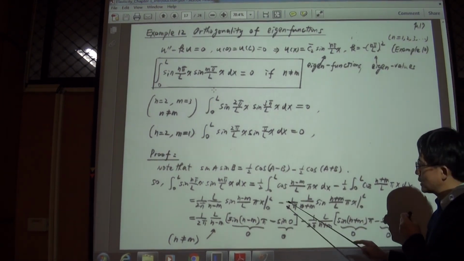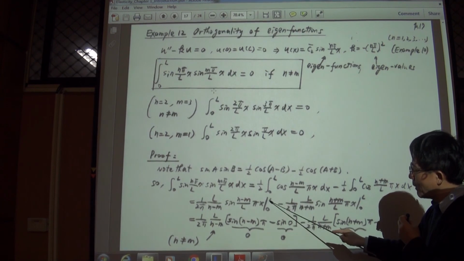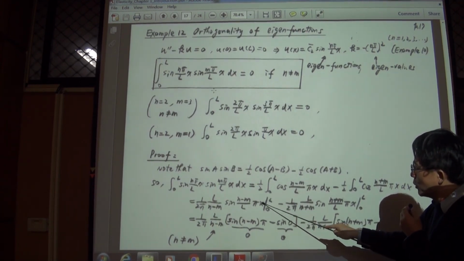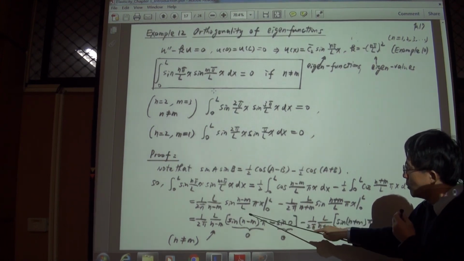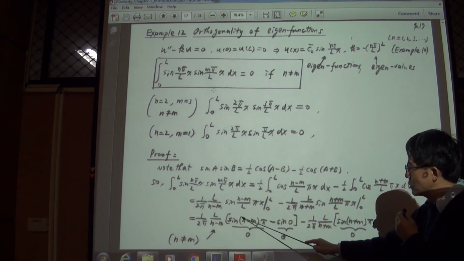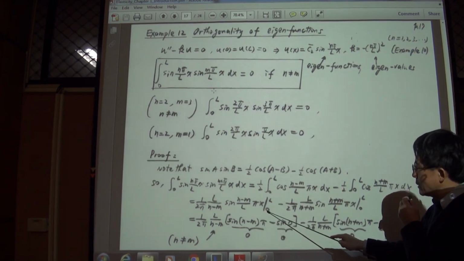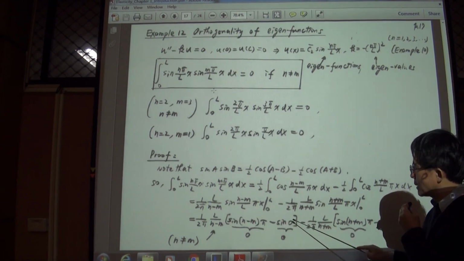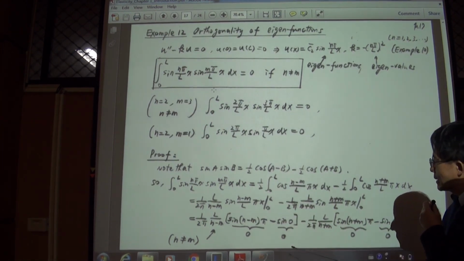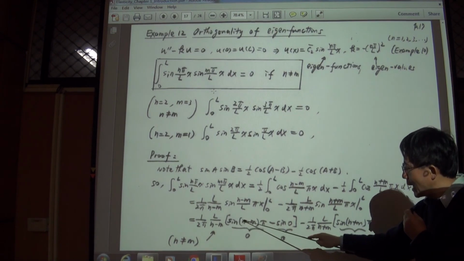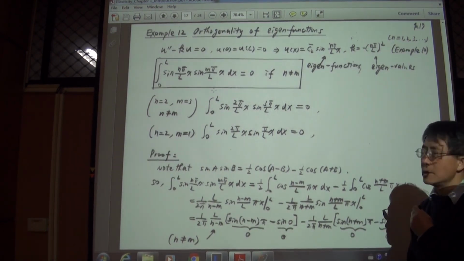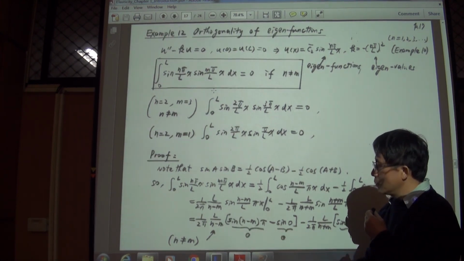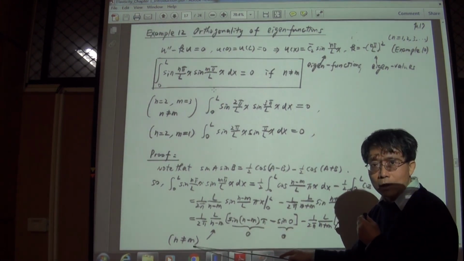Let me do it step by step. Here, upper bound, x equals L. If you put it here, L and L will cancel each other out to get this one. And this is the lower bound, x equals 0. If you put it inside, you get sine 0, right? But sine 0 equals 0. And this one, sine (n minus m) pi, also equals 0. And also we have n minus m here, which requires that n is not equal to m.